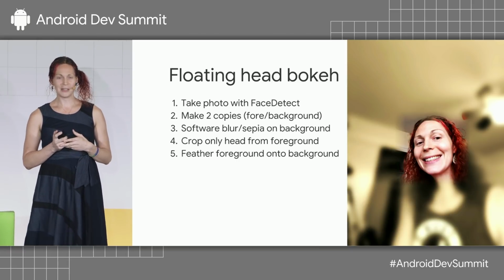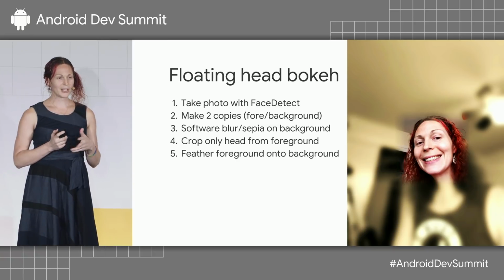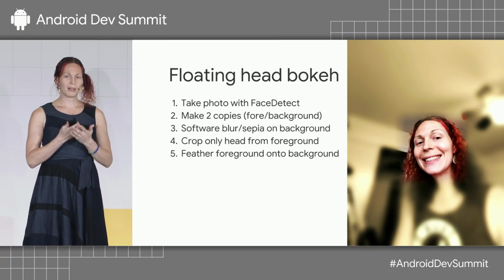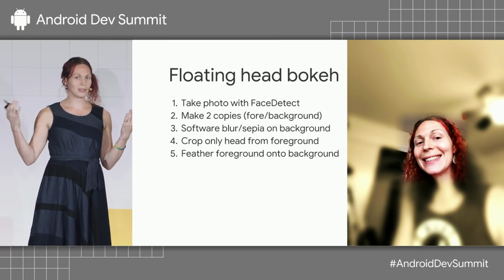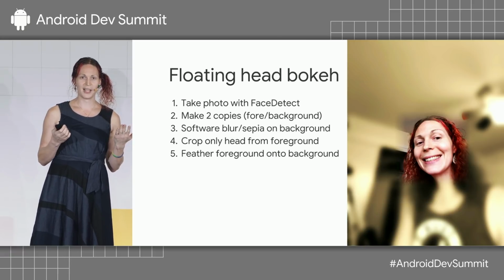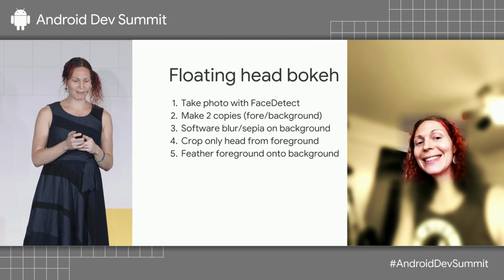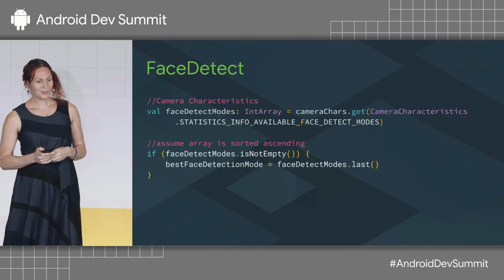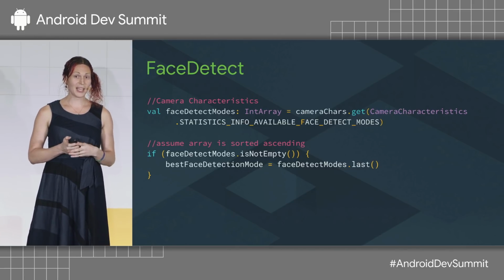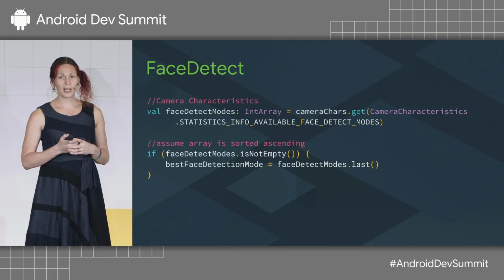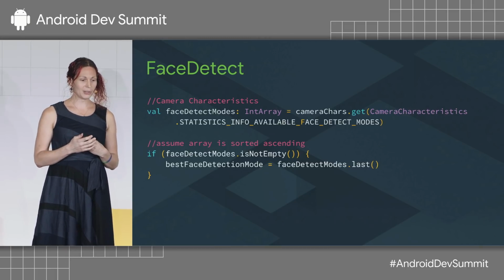The floating head bokeh effect, I call it. We're going to take a photo with FaceDetect. We're going to make 2 copies, so we have background, foreground, do some sort of fancy background effects, and then paste that floating head back where it belongs. FaceDetect is built into the Camera 2 API. It's quite easy in code to implement.